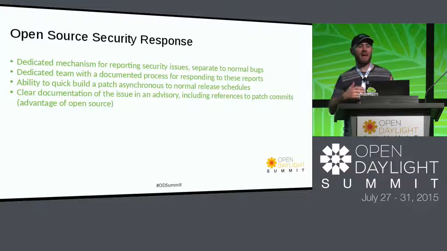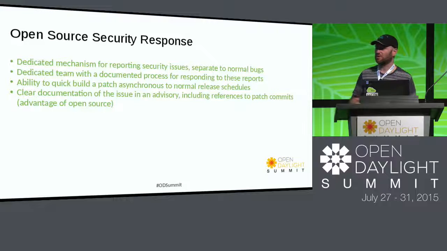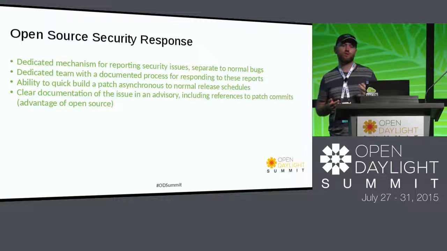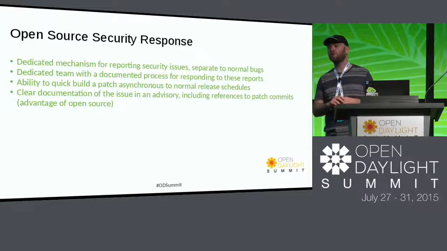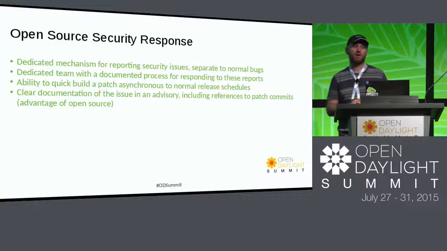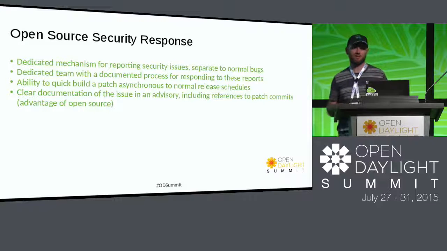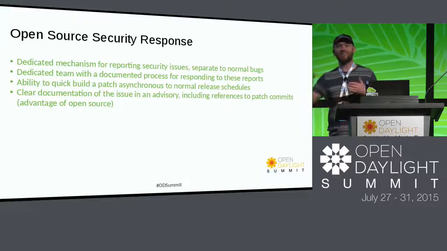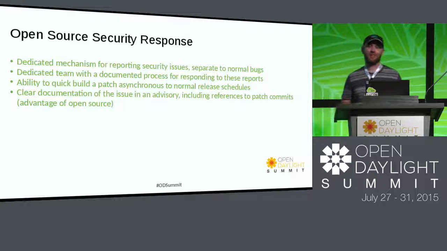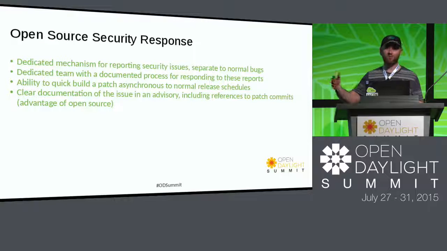You also need the ability to actually quickly build and ship patches. And to be honest, I'm not quite sure that we're there yet with OpenDaylight, and most open source projects aren't there yet. So I frequently report vulnerabilities to large open source projects, and most of them average around 6 months to ship a fix, usually because that's the cadence for their next major release. They can write a patch within 48 hours, no problem.